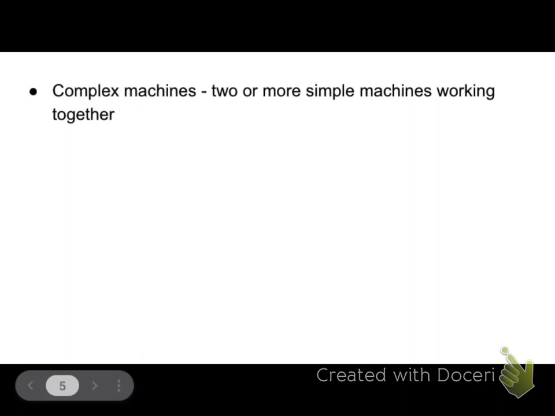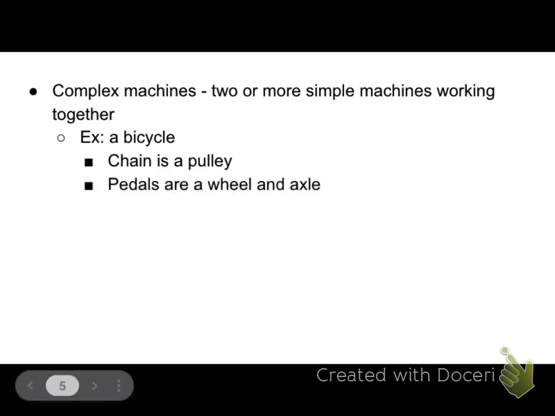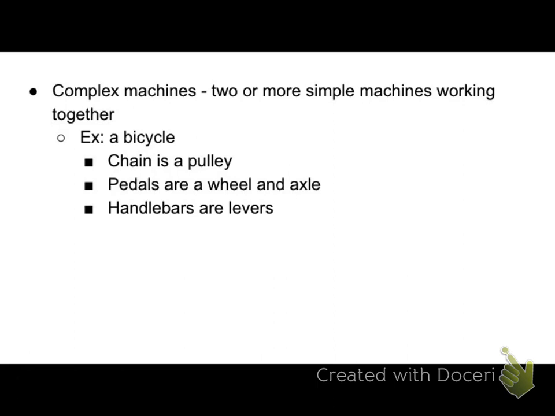Next up is the second type of machine, and that is a complex machine. A complex machine is just a combination of two or more simple machines that are working together. So, for example, a bicycle is a complex machine. A bicycle is made up of a pulley, so the bike chain is a pulley. It's made up of pedals. You have wheel and axle, simple machine working at the pedal level, and then the handlebars of a bicycle are actually levers. So, all of these simple machines together make up one complex machine.